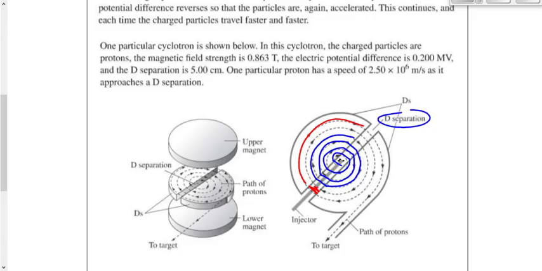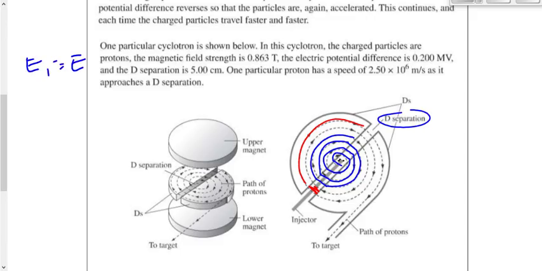Yep. Okay, it's accelerating across the potential difference. What do we do when a charged particle accelerates or speeds up across the potential difference? It's like a car going down a hill, right? What do you do when a car goes down a hill? EI equals EF. That's what I'm going to do over here as well. We're going to say EI equals EF.